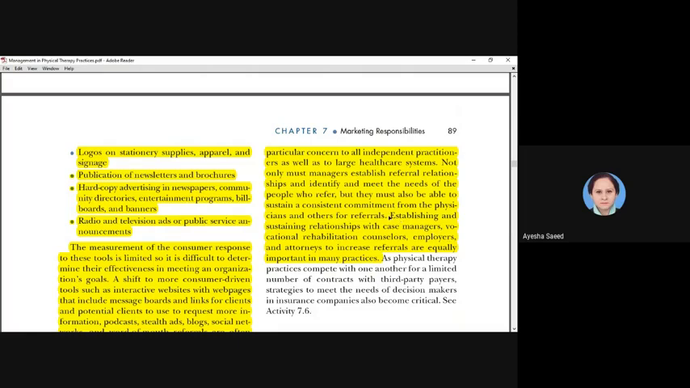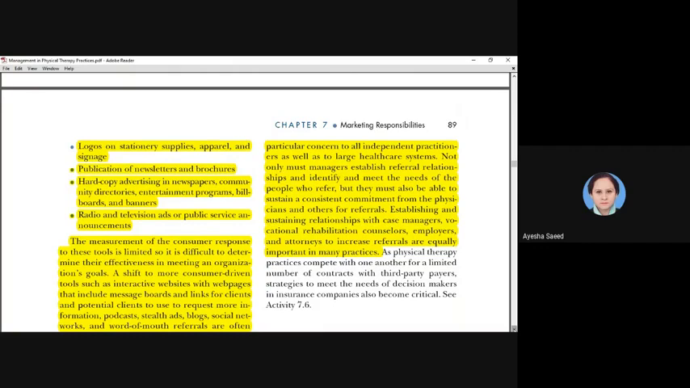So there is a need to establish good cordial relationships with other counselors, employers, and attorneys to increase referrals, especially in the initial years of the practice. Later on, word of mouth and your quality of work performance is going to act as your marketing help.